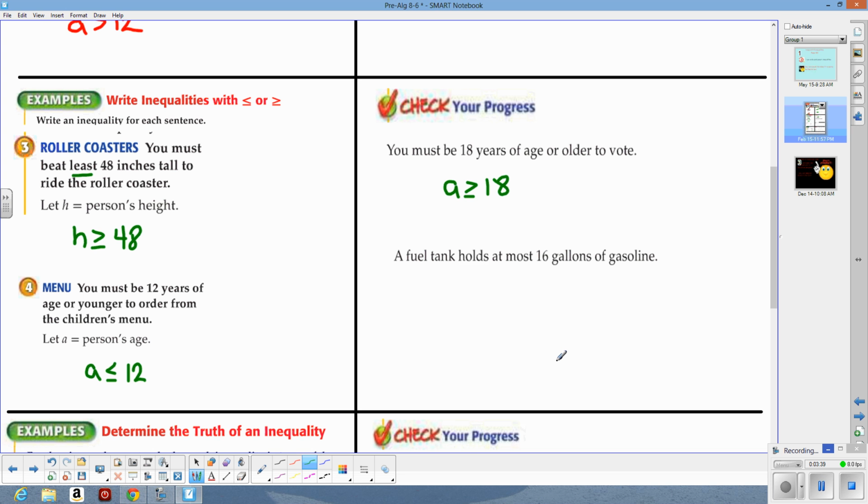A fuel tank holds at most 16 gallons of gasoline. So if G is the number of gallons of gasoline in the tank, it's always going to be less than or equal to 16 gallons since it can hold at most 16. The number of gallons in the tank will always have to be less than or equal to 16.